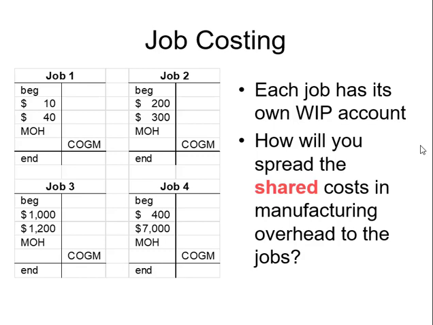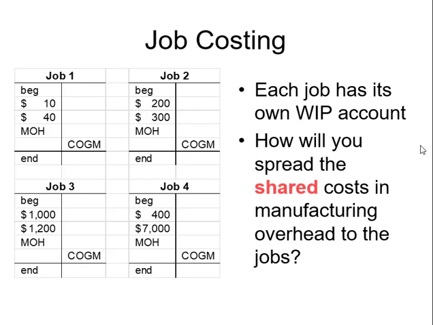If you're going to be making houses, or constructing apartment complexes, or making custom yachts, each job is going to be very different, depending on the kinds of finishes and the kinds of things the customer wants in their job. But what about overhead?